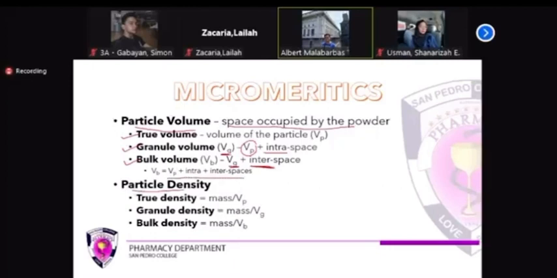For density, we have three types as well: true, granule, and bulk. It depends on the volume you used. If true volume, true density. Granule volume, granule density. Bulk volume, bulk density.